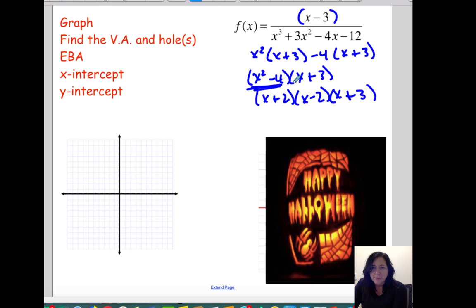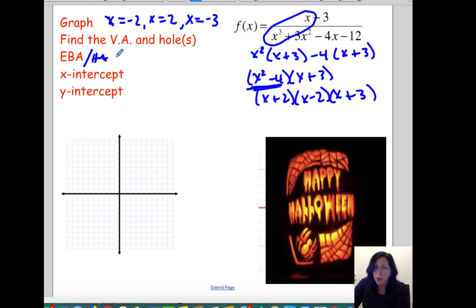That's done. So what I have is a lot of asymptotes. I've got a vertical asymptote at x equals negative 2, one at x equals 2, and one at x equals negative 3. Looking at the original equation, it looks like the denominator has a higher power, right? So then my EBA, or horizontal asymptote, for this problem is going to be y equals 0. I have no holes because nothing canceled out with the x minus 3 over this value here. Nothing's canceling out.